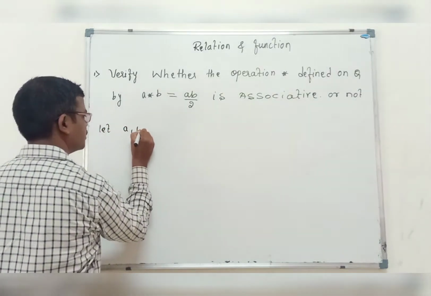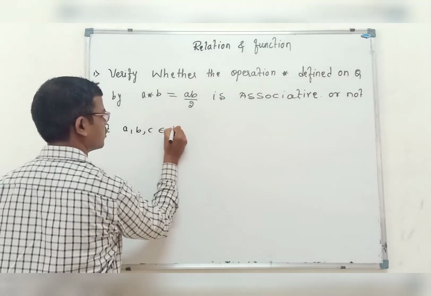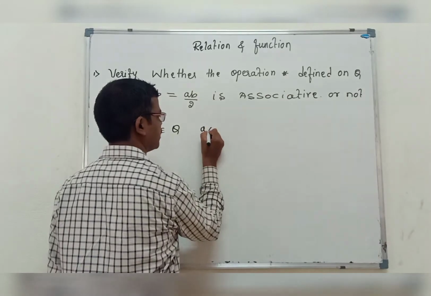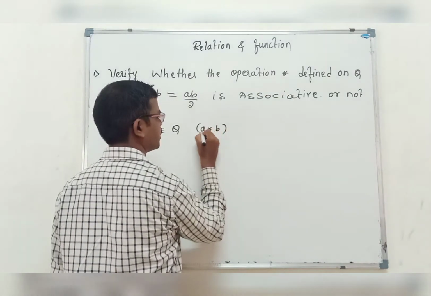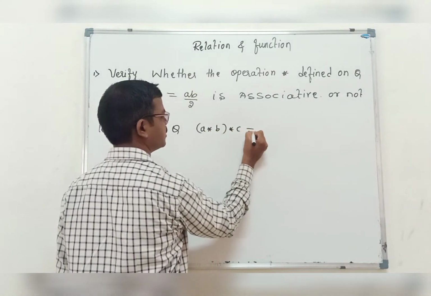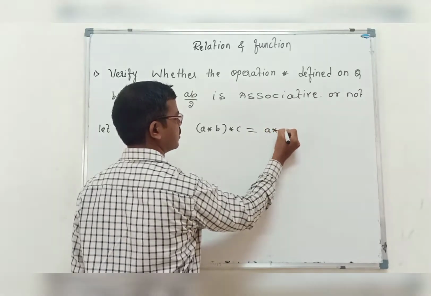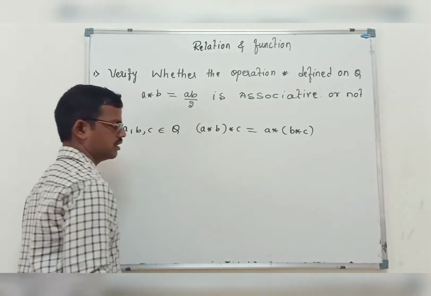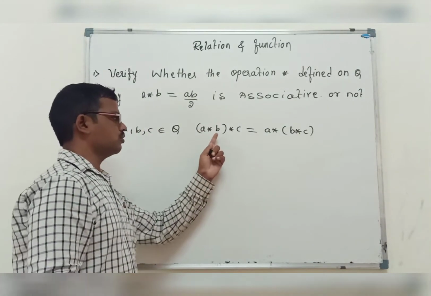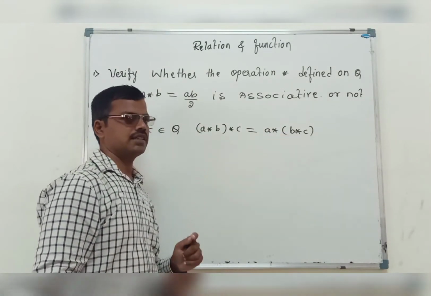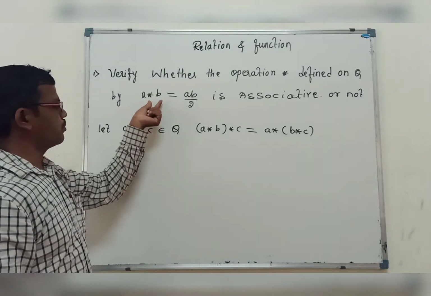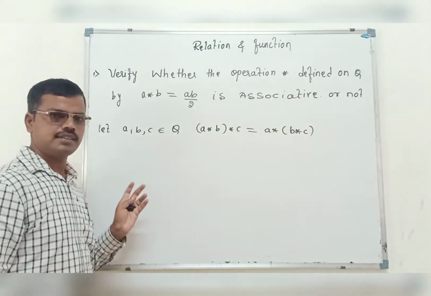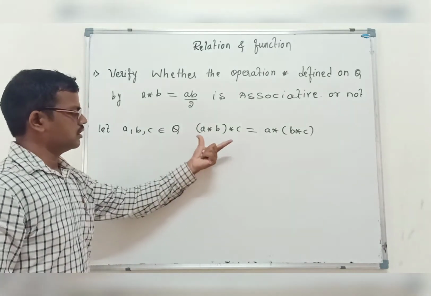Let a, b, c belong to Q, and what we have to show is that (a star b) star c is equal to a star (b star c). If we show this LHS is equal to RHS by using this operation, then star is associative, we can easily say that. So first we take the LHS.